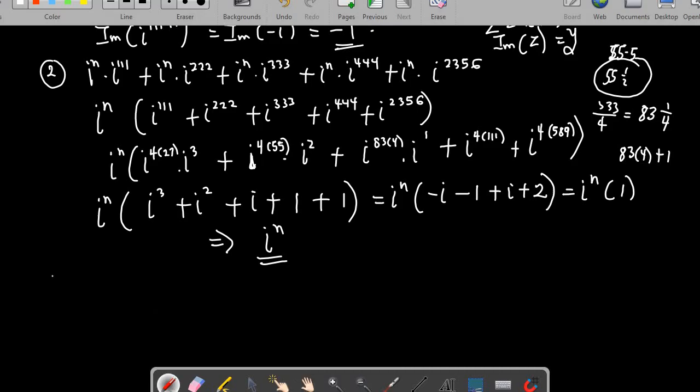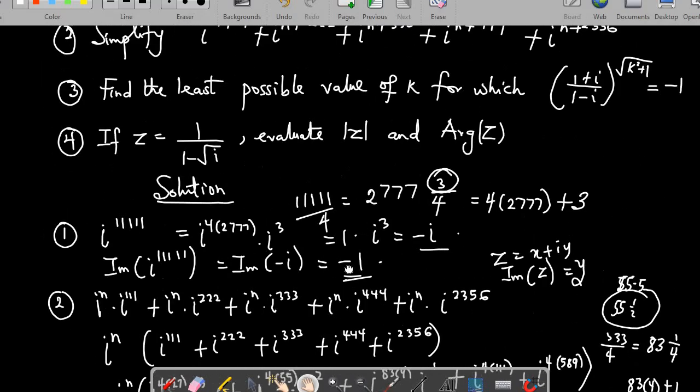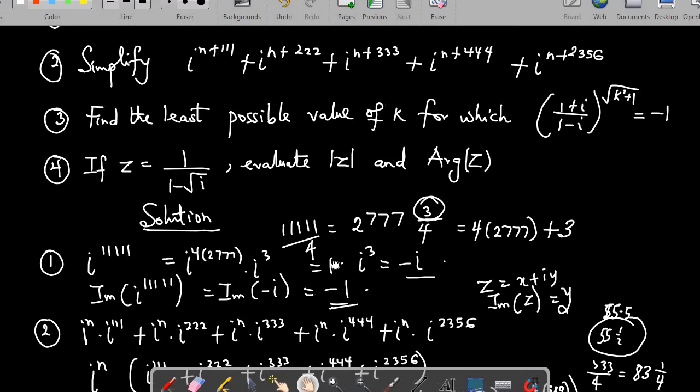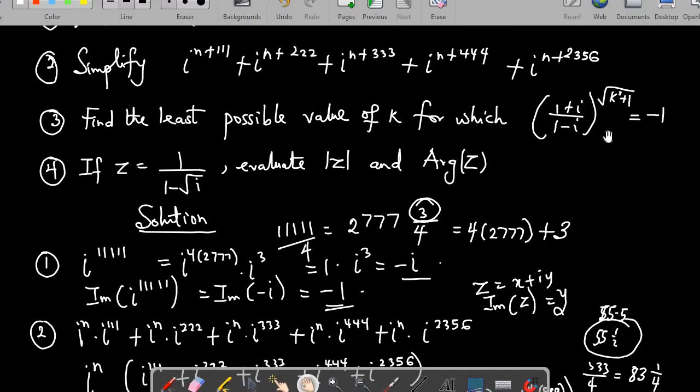Now to the third question, the third worked example. They said we should find the least possible value of k for which this expression is equal to minus 1. Now before I scroll down, I can do something interesting. I can first rationalize this, so it just looks like a single complex number. That will be easier to understand. So just simplify what you have here.